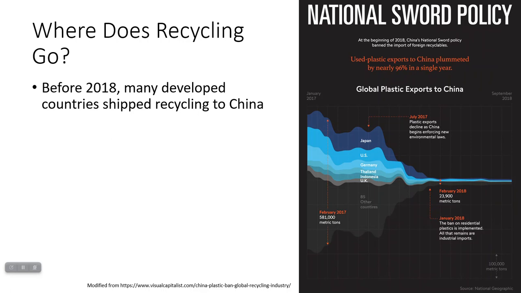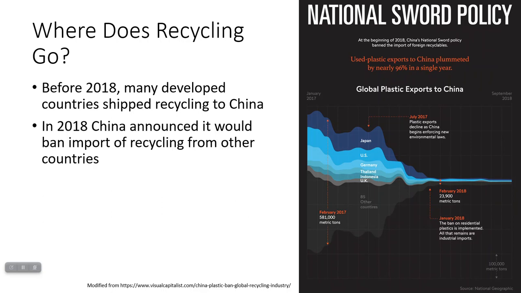Where does your recycling go once you put it in the recycle bin? Well, unfortunately, it was a process of let's pass on our problem to somebody else. So it was cheaper just to ship a lot of our recyclable materials to China. Some of it did end up getting recycled, but some of it may have been burned or landfilled. And then in 2018, China decided, we're not going to take everyone's recycling anymore. So they banned the import of recycling from other countries.